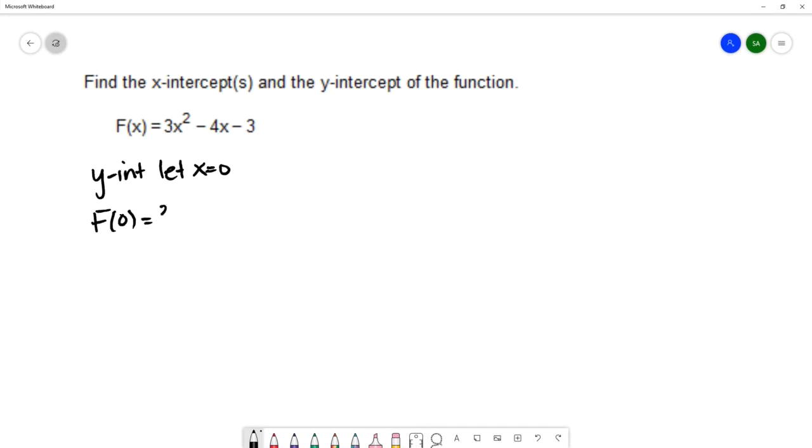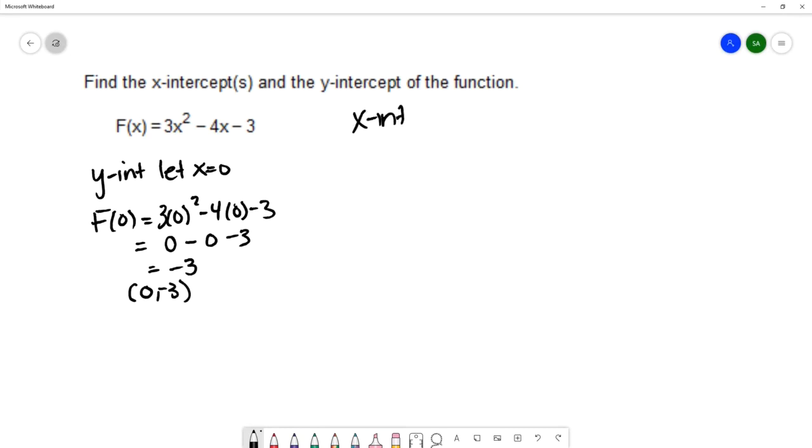That will give 3 times 0 squared minus 4 times 0 minus 3. 0 squared is 0, 3 times 0 is 0, 4 times 0 is 0, and this simplifies to be -3. So we get a y-intercept of (0, -3). Now let's take a look at the x-intercept.